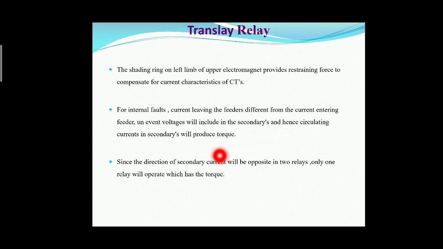Since the direction of the secondary currents will be in opposition in the two relays, only one relay will operate, the one which has a torque. So we do not require any special design for the CT.